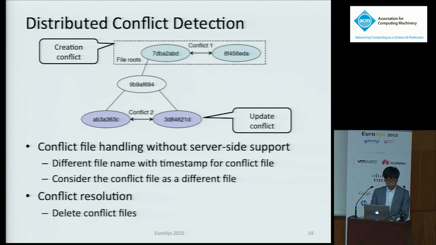CYRUS considers the conflicted file as a new file with a different file name. We just attach the timestamp to the conflicted file, and then we can handle the conflict resolution easily. The user needs to delete the conflicted file that they do not want to maintain. This is similar to Dropbox's file management scheme.